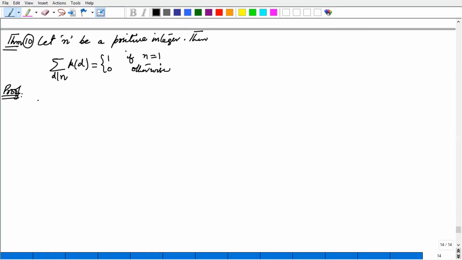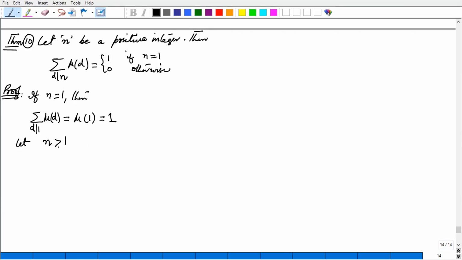So if n equals 1, then the sum over the divisors of 1 of mu d. So there is only one possibility, mu of 1. So by definition of the Mobius function, it is 1. Okay. So now we have 1 here. So let n be greater than 1.